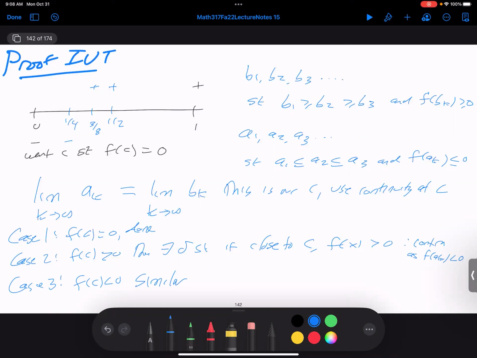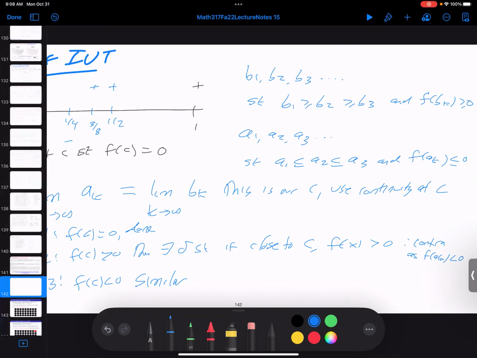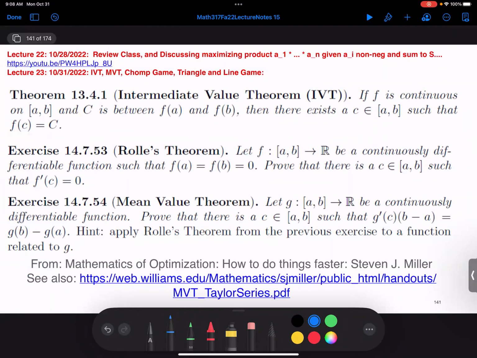So this is a sketch of a proof of the intermediate value theorem. This is one of the big results in calculus. One of the big consequences of this is the mean value theorem, of which Rolle's theorem is a special case. So the mean value theorem says if we have a continuous differentiable function G, then there is some C in the interval AB such that G prime of C times B minus A is G of B minus G of A. Or another way of looking at this is G prime of C equals G of B minus G of A over B minus A. This is the average speed, and this is the instantaneous.